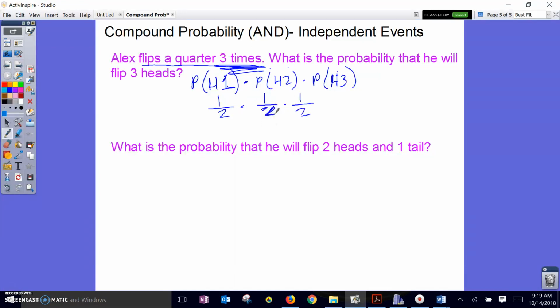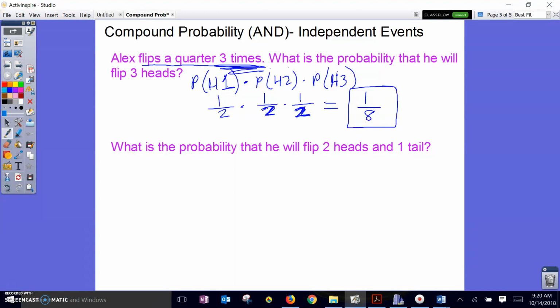And so here we see that we can extend this idea to more than 2 events. We can just go ahead and find the probabilities of each individual event, multiply those together. And so his probability of flipping 3 heads is 1/8. Now, the second question here is a little bit more difficult. What's the probability that he will flip 2 heads and 1 tail?